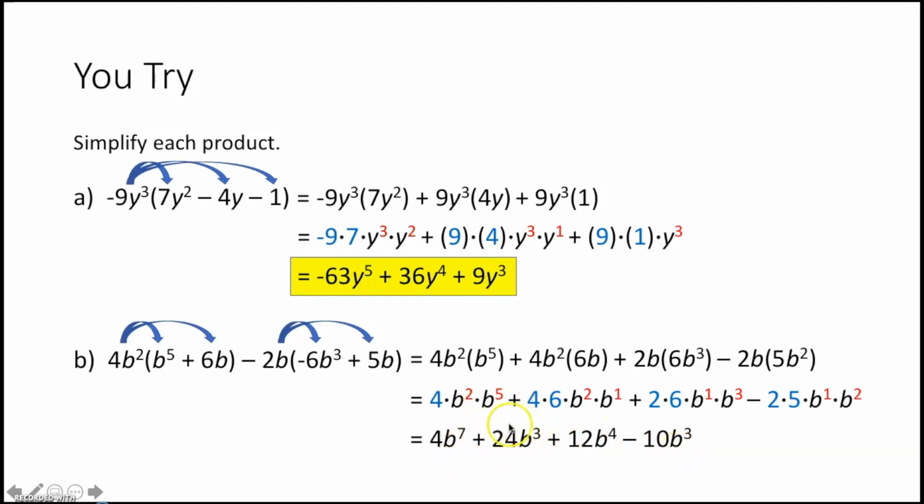We have this 24b cubed and this negative 10b cubed. So what is 24b cubed minus 10b cubed? That's going to be 14b cubed. If I want to write this in standard form, we go with the highest degree first, so 4b to the seventh, and then we'll go plus 12b to the fourth, and then plus 14b cubed, and you're done.